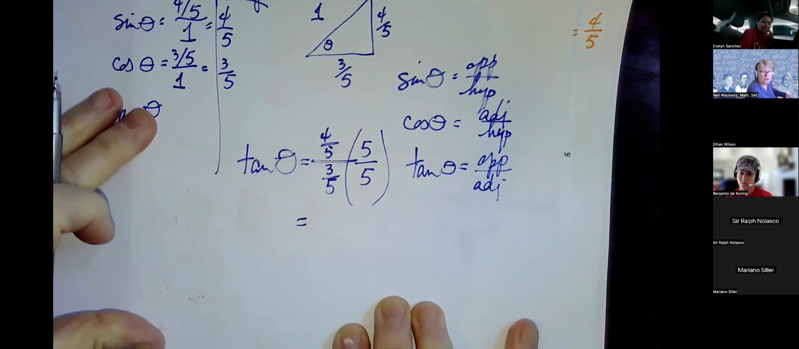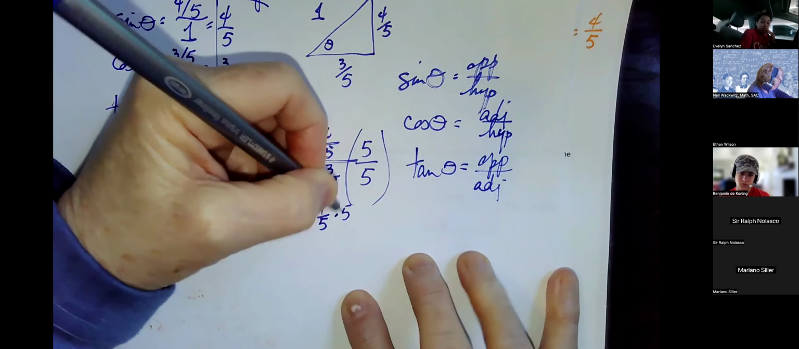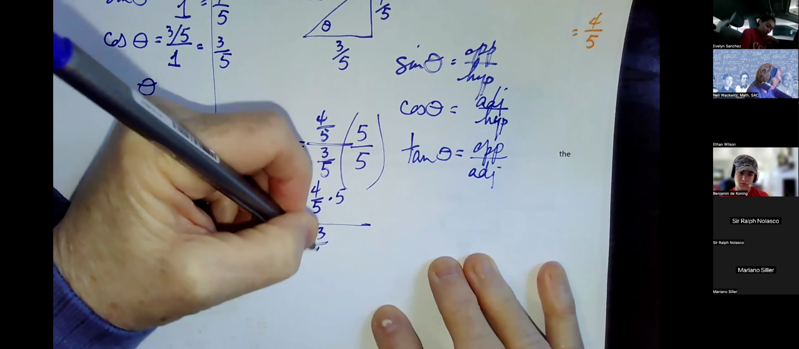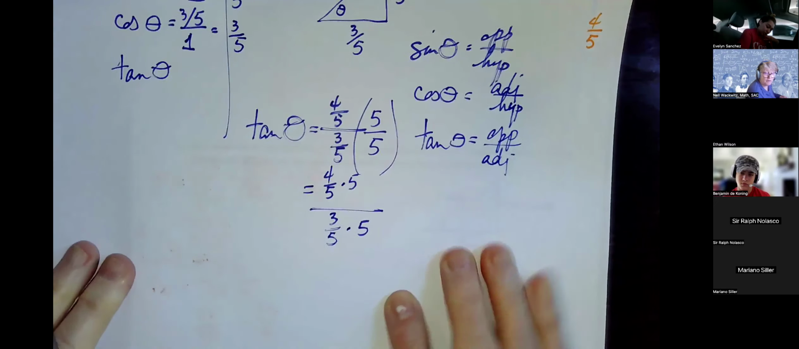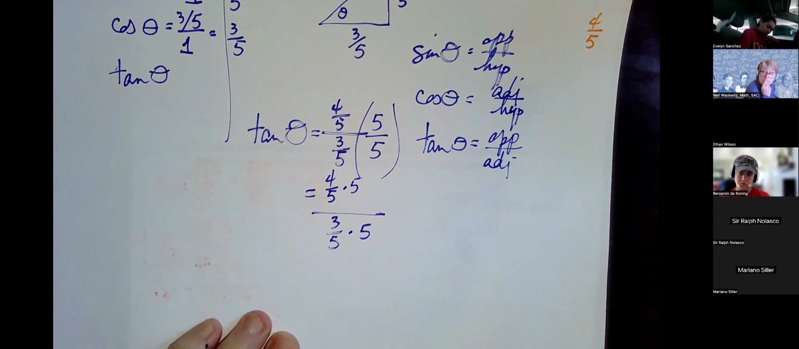And instead of multiplying, we're going to divide. We have 4/5 times 5, over 3/5 times 5. And what do I mean, instead of multiply, we're going to divide? Ethan? I don't know. Ben? Yeah, I'm not sure either. Okay.